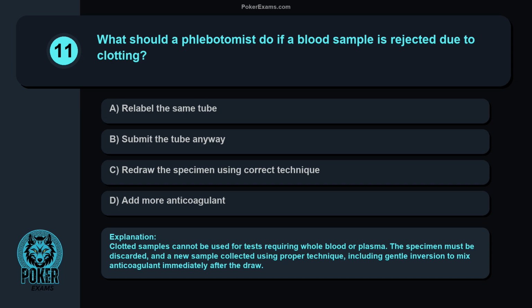Clotted samples cannot be used for tests requiring whole blood or plasma. The specimen must be discarded, and a new sample collected using proper technique, including gentle inversion to mix anticoagulant immediately after the draw.